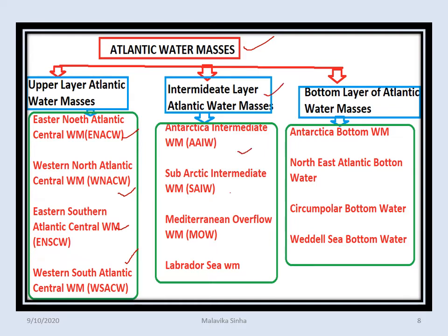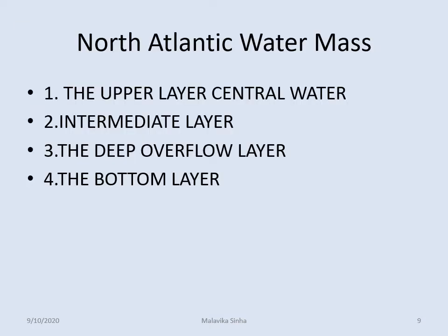There are four principal types of intermediate water masses. The bottom water mass is normally observed below 300 to 400 meters below the ocean surface. There are four principal types of bottom layer ocean water masses. Okay, now straightforward, go to the North Atlantic Ocean current.